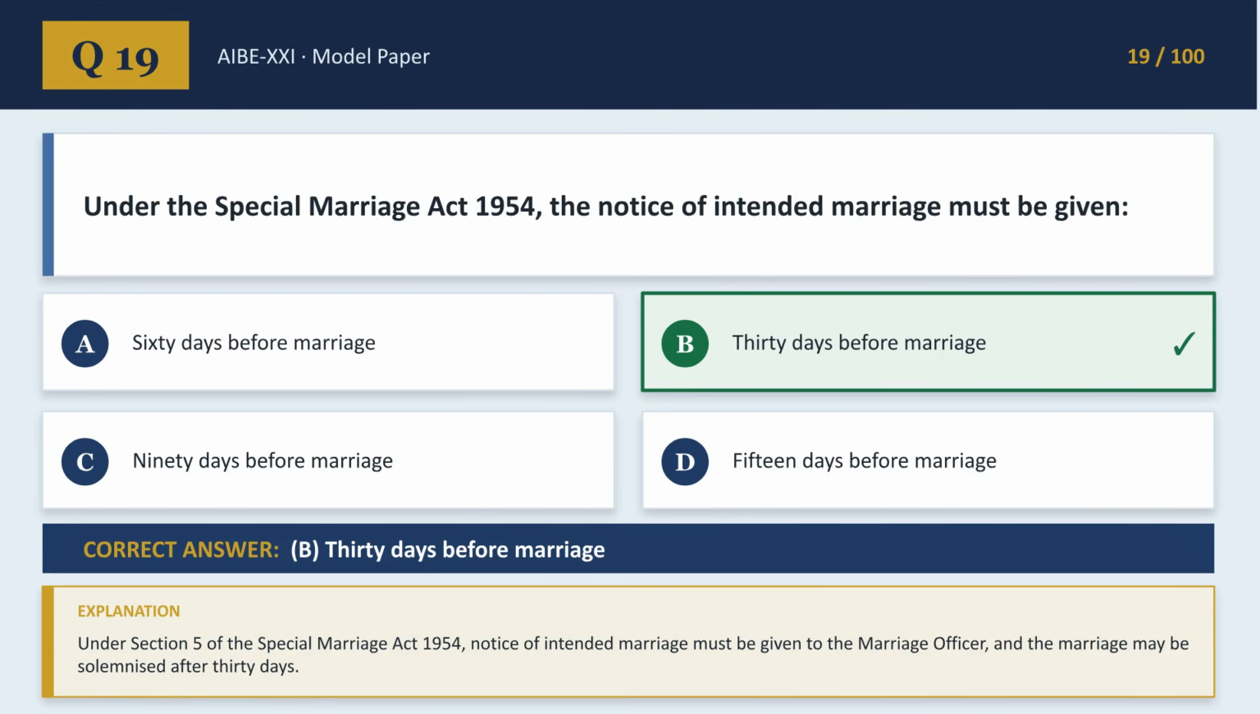Question 19. Under the Special Marriage Act 1954, how long must notice of intended marriage be given? The correct answer is B, 30 days before marriage, as per Section 5 of the Act.